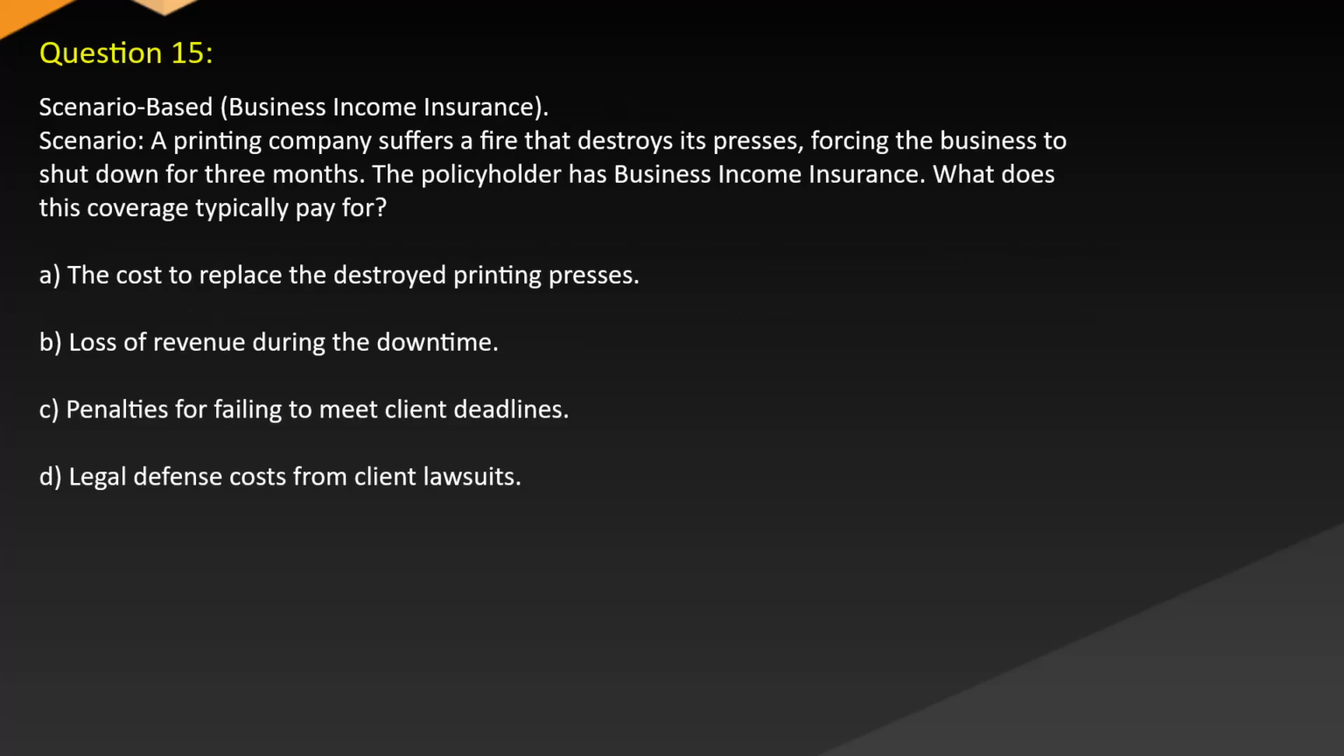Question 15. Scenario-based business income insurance. Scenario: a printing company suffers a fire that destroys its presses, forcing the business to shut down for 3 months. The policyholder has business income insurance. What does this coverage typically pay for? A. The cost to replace the destroyed printing presses. B. Loss of revenue during the downtime. C. Penalties for failing to meet client deadlines. D. Legal defense costs from client lawsuits.